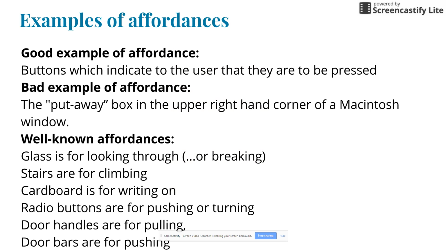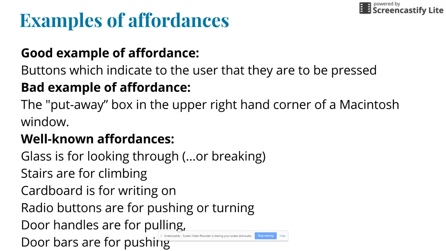Let's look at some more examples of affordances, some good, some bad, and some well known, right? So buttons usually indicate where the user has to press them, right? So that's a good example of an affordance. The put away box on the upper right hand corner of a Macintosh window is a bad example of an affordance, right? And there are some well known affordances out there, like glasses for looking through, stairs are for climbing, door handles are for pulling, and door bars are for pushing, and so on.